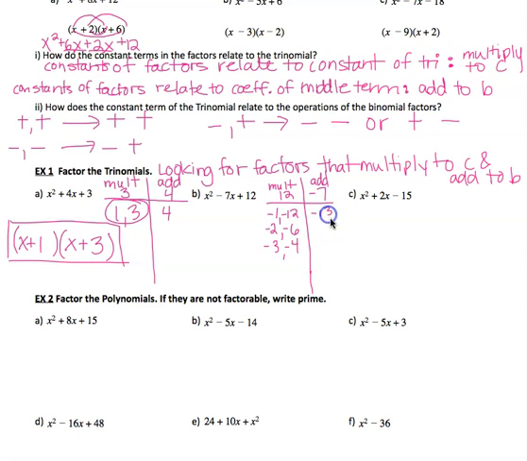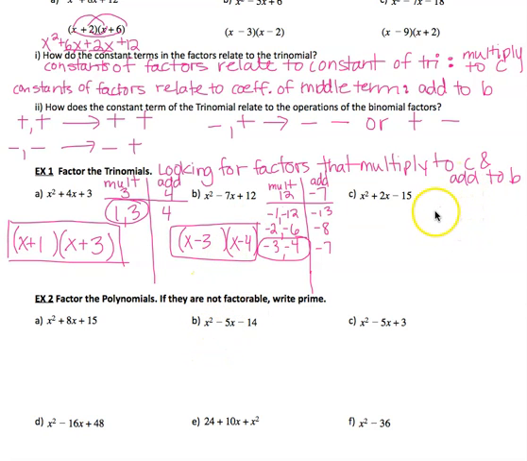These add to -13, these add to -8, these add to -7. I wanted to add to -7, so these guys are my winners. So 2 parentheses, x in the front, or whatever variable you happen to be using, and then I need a -3 in one of them, a -4 in the other. And that is my factorization.